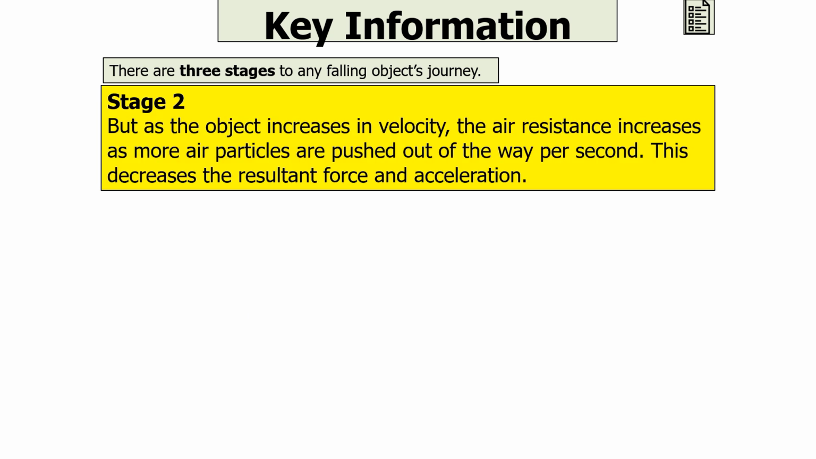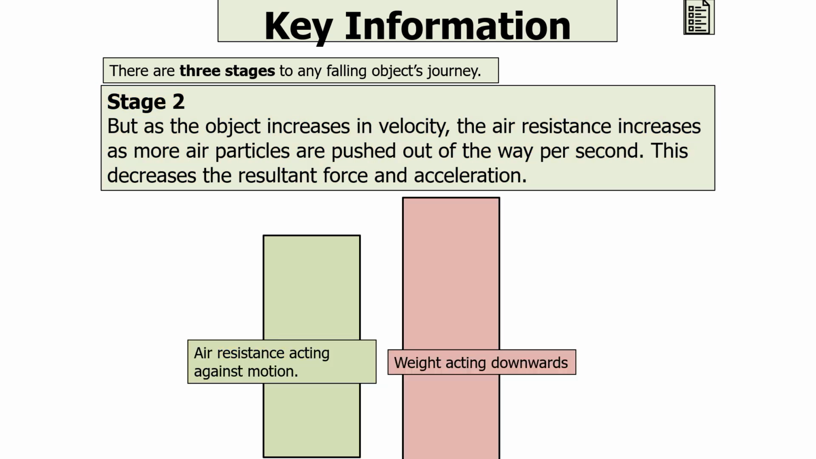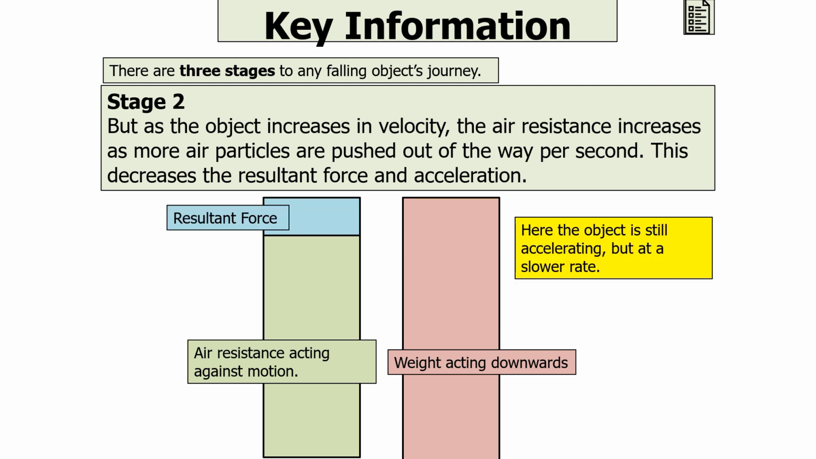This leads on to stage 2, because as the object increases in velocity, the air resistance increases as more air particles are pushed out of the way per second. This decreases the resultant force and the acceleration, as shown in this particular diagram. So as we can see here, our air resistance is now a lot larger, so our resultant force is going to be a lot smaller. So the object is still accelerating, but at a slower rate.